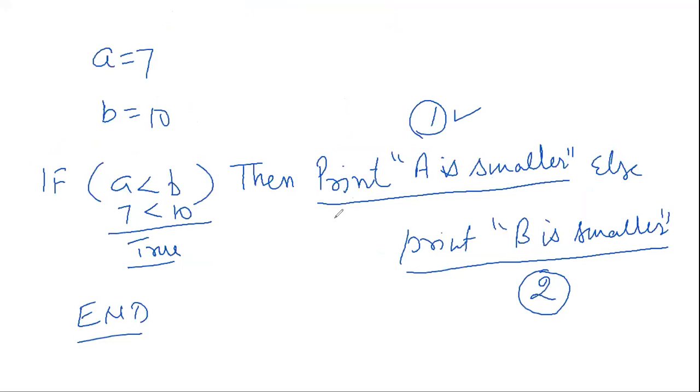So what will this statement do? It will print a is smaller on the screen. So the result of this program will be a is smaller, right? So this is the program that will tell us which number is smaller out of 2.